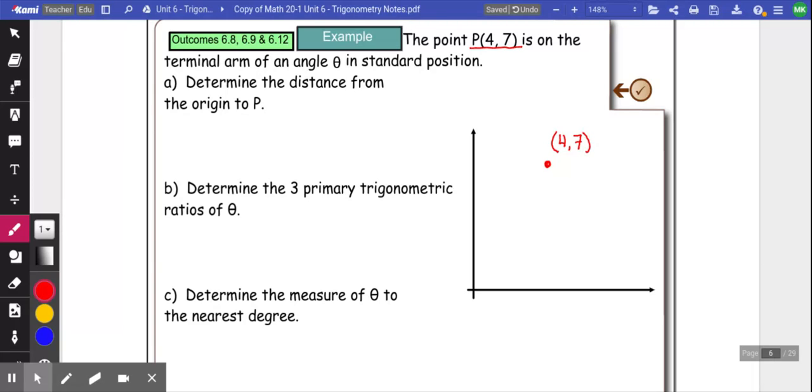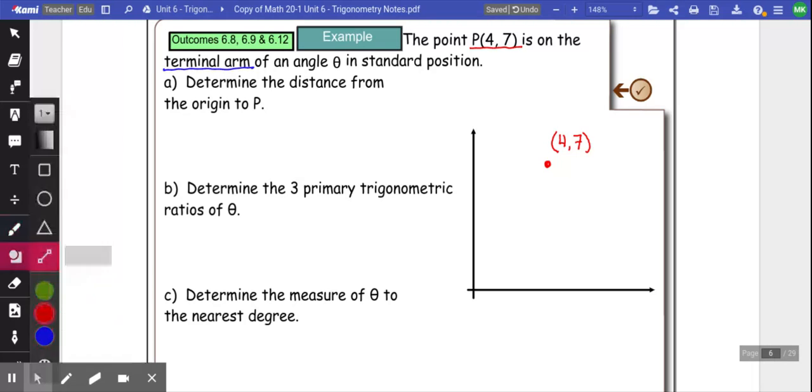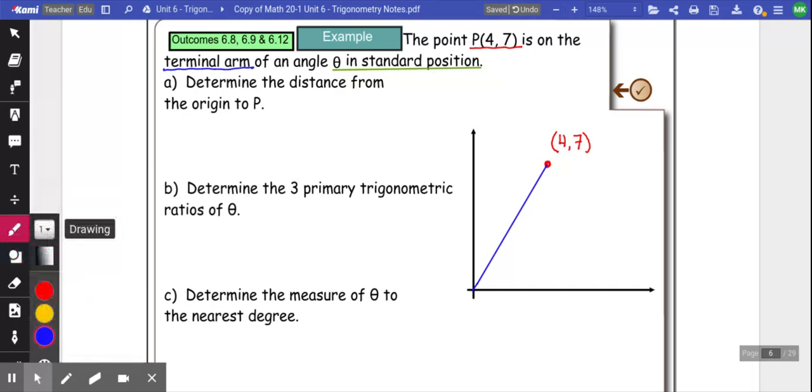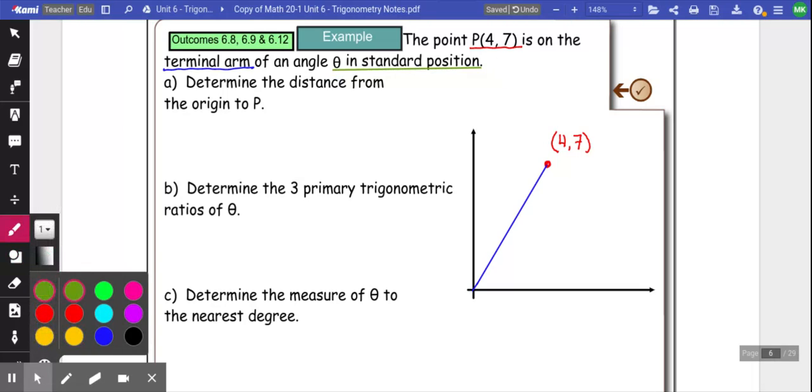The point P is on a terminal arm. A terminal arm is a line going from the origin to that point, of an angle theta in standard position. My angle theta in standard position would be right here. Standard position is starting from the positive x-axis.